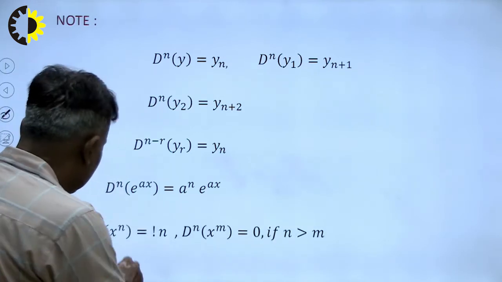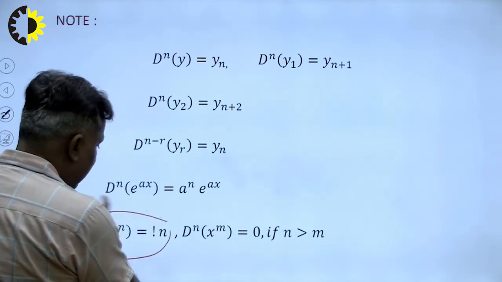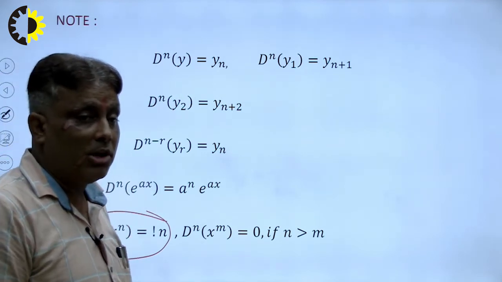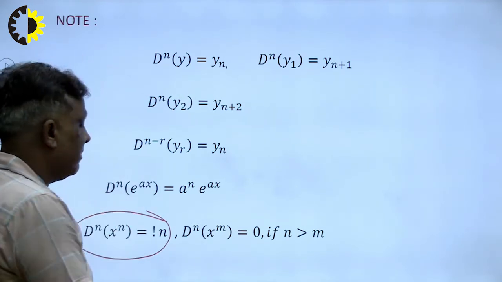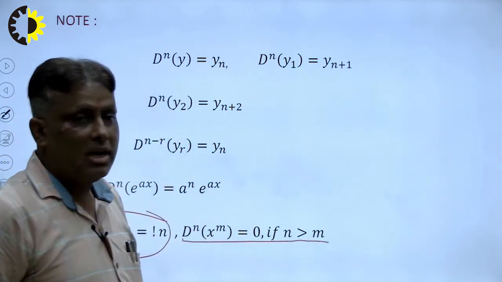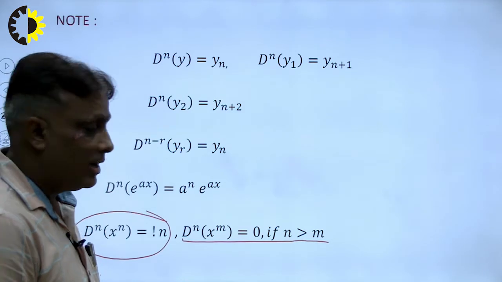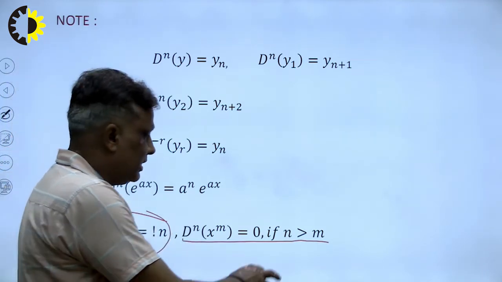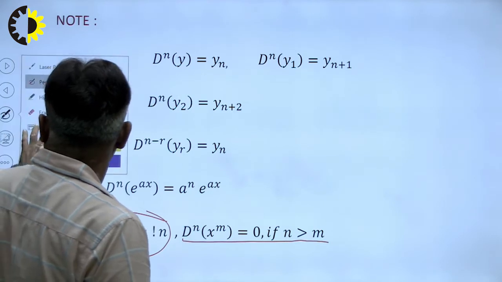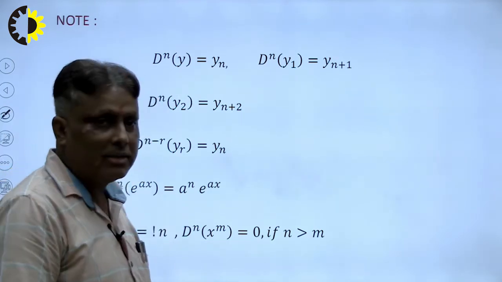And next is very important. This problem arises in the GATE exam. What is the nth derivative of the polynomial x raised to the power n? The result will be factorial n. Now next, that is most important: the nth derivative of x raised to the power m, where n is greater than m. The result will be 0 here. This is very important when we solve our problem. In this way we can find our result.